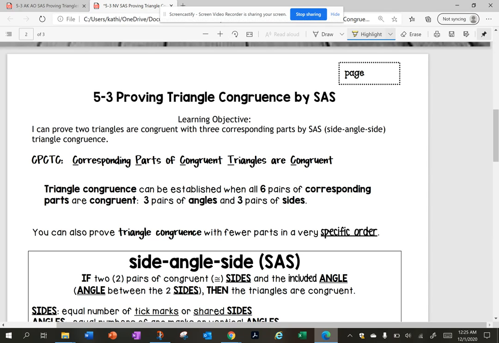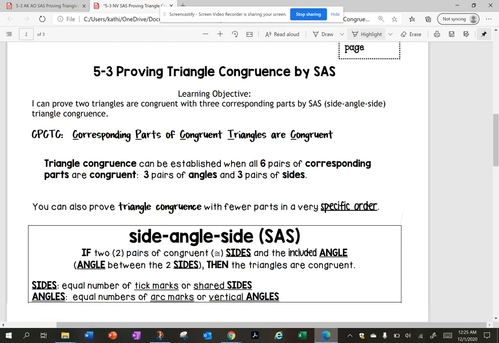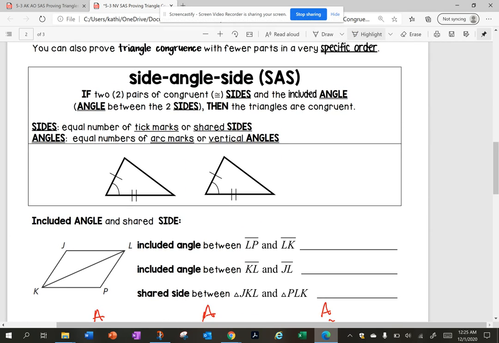So we've been working with corresponding triangles and corresponding polygons. For triangles, there are 6 pairs of corresponding parts, 3 pairs of angles, and 3 pairs of sides. So I don't need all 6 to prove that my triangles are congruent. I can prove with 3 pairs, but they have to be in a specific order. And one order is side, angle, side.